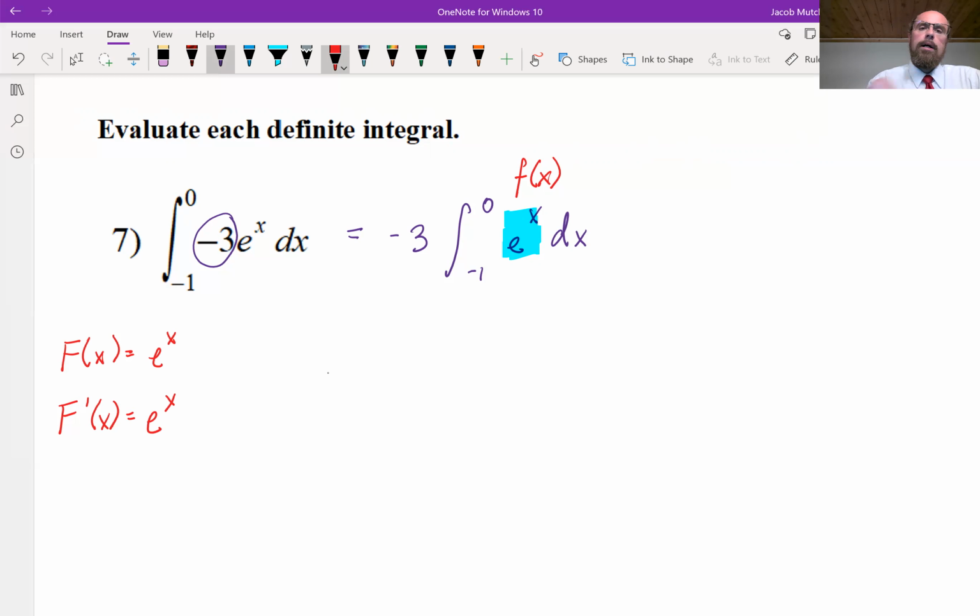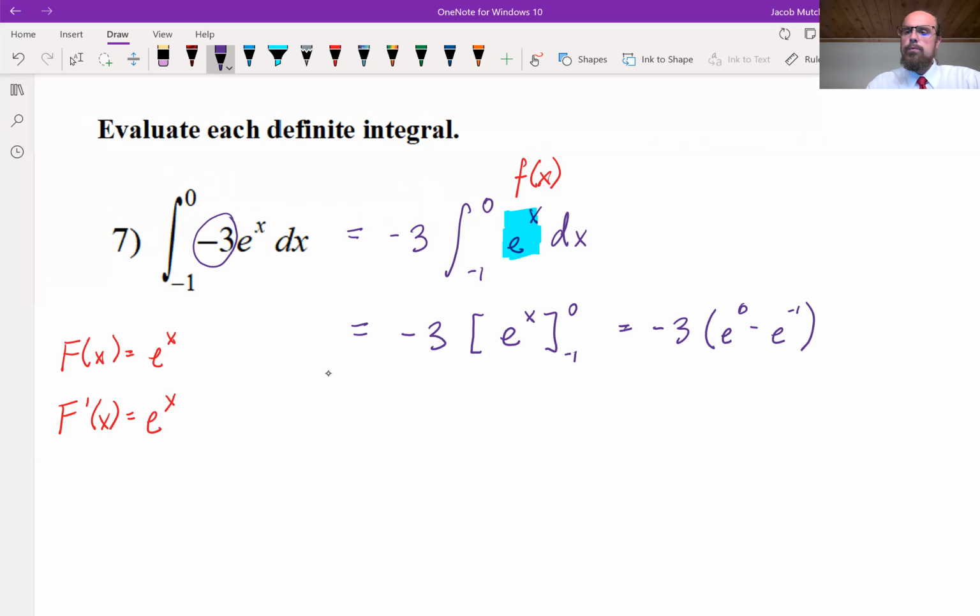Well, let's again apply it. So now we can say that this is equivalent to -3 times the antiderivative e to the power of x, evaluated from -1 to 0. That gives us opportunity to evaluate. So according to the theorem, it's going to be e to the power of the upper limit, 0, minus e to the power of the lower limit, -1.